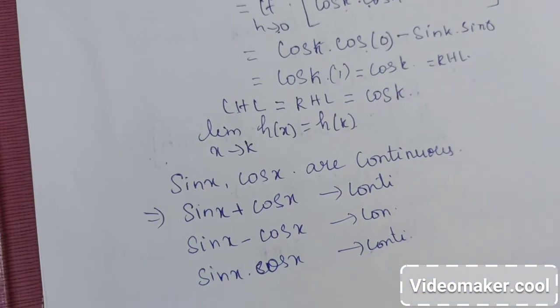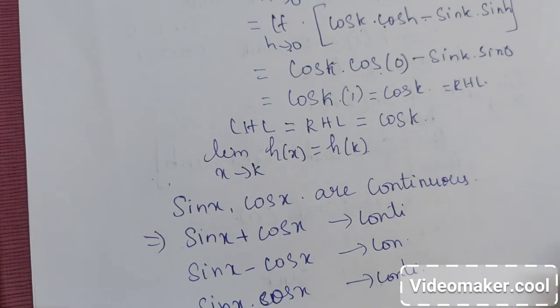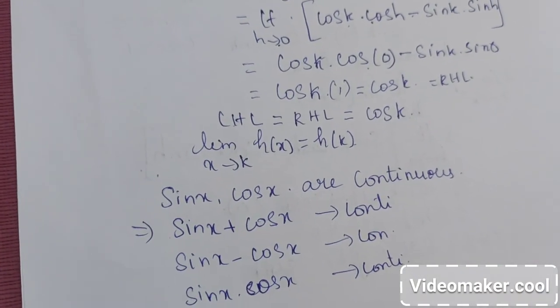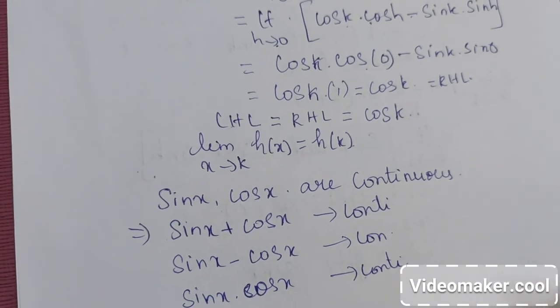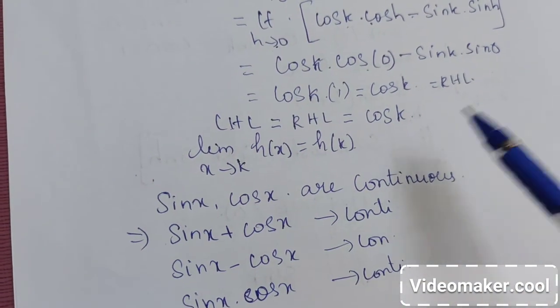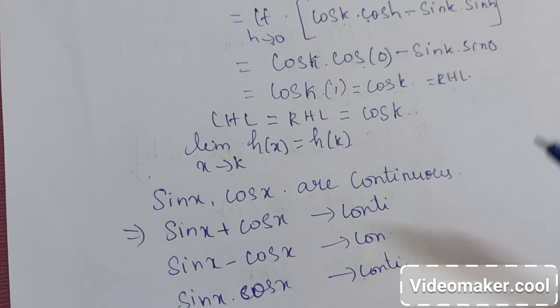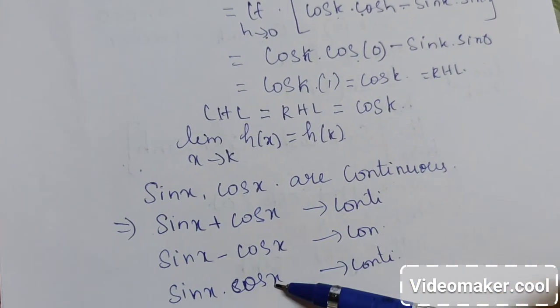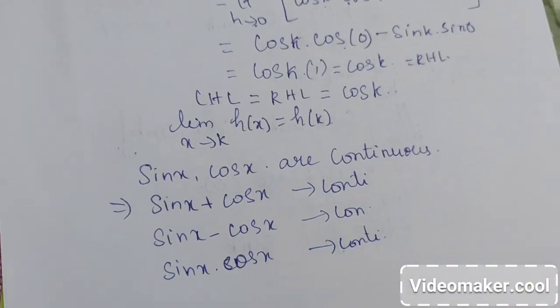And the product of two continuous functions will be continuous. So with this we have completed problem number 21. Here we have discussed all three subdivisions. We have applied the properties: when two functions are continuous, then their sum, their difference and their product will be continuous. Thank you.